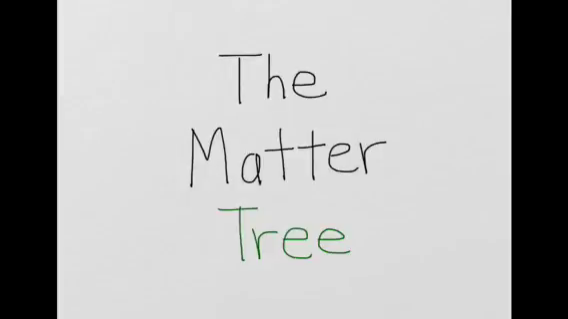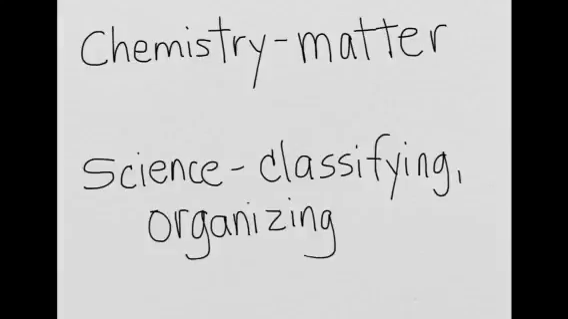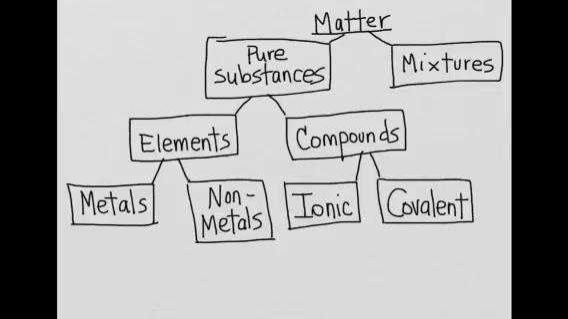In this video, we're going to add to our matter tree. We have learned that chemistry is the study of matter and that science is all about classifying and organizing, as well as experimenting. And over the past couple weeks, we have been classifying and organizing our understanding of matter. The first thing we did was break matter down into pure substances and mixtures. Actually, mixtures came along later, but pure substances. And we saw that pure substances could be either elements or compounds.